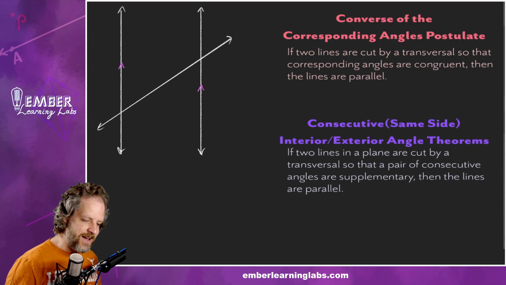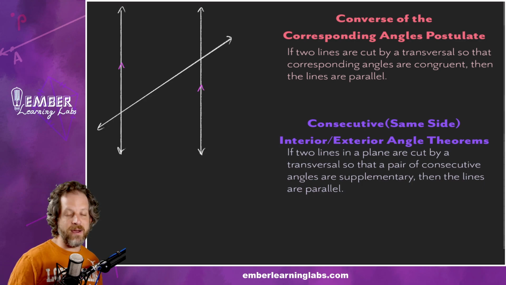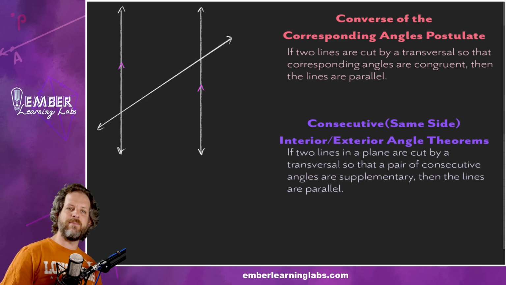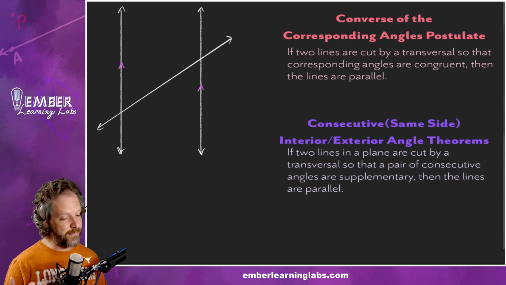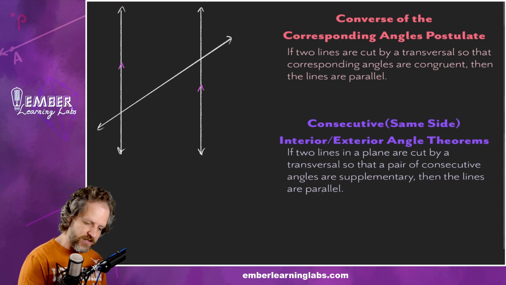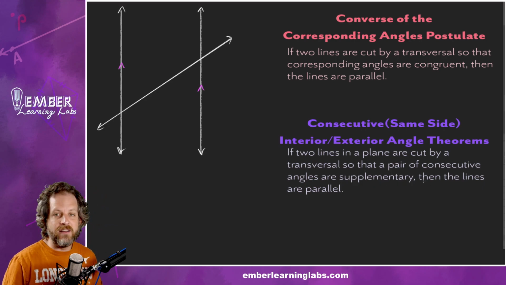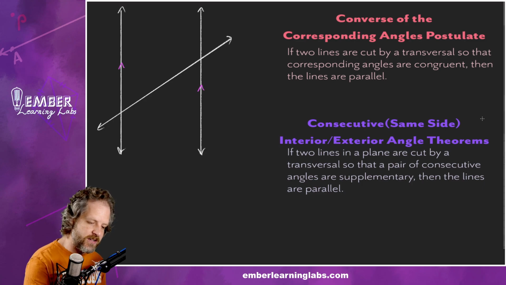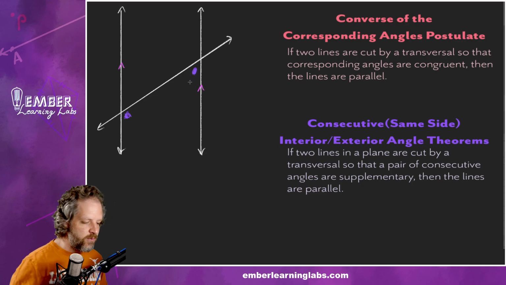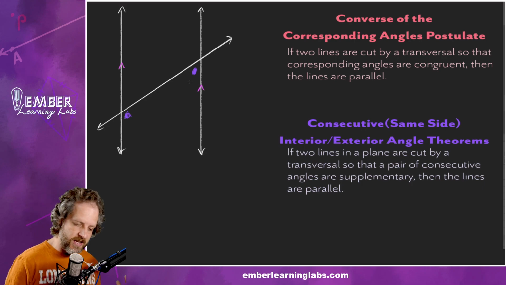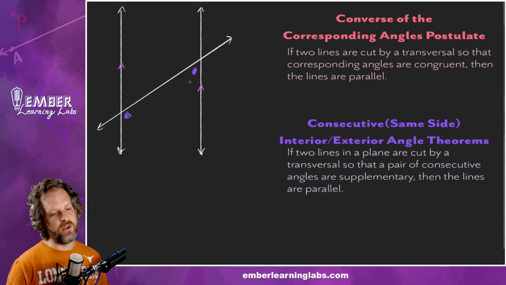The same thing applies when we're talking about consecutive, or I like to use the name same side because it's just easier to remember. We remember same side supplementary. So if we have a pair of same side angles, either exterior or interior, like these, for example, and those are supplementary, then the lines are parallel. Easy peasy, lemon squeezy. We only have one more, and then we're going to do a quick example.